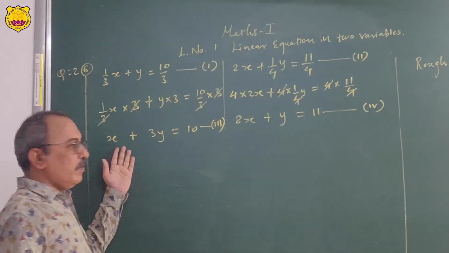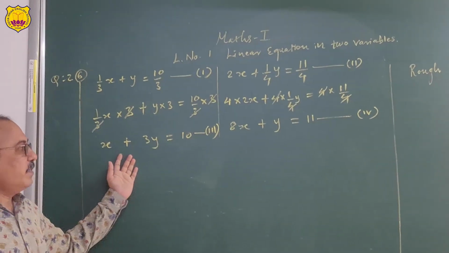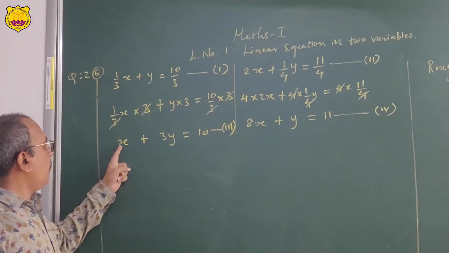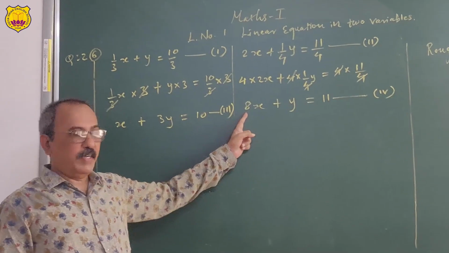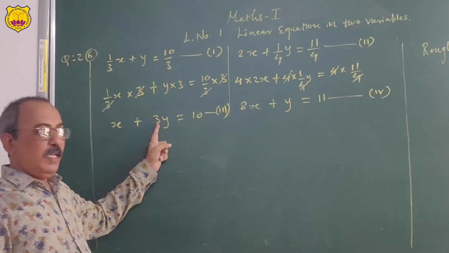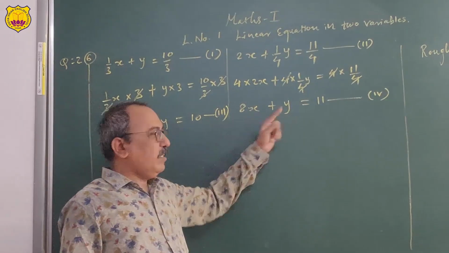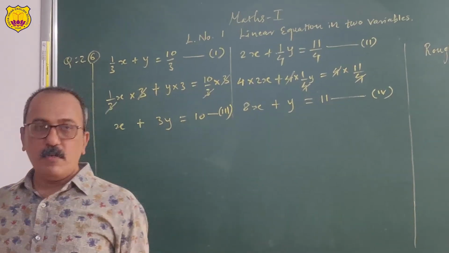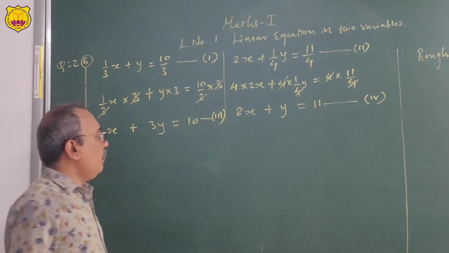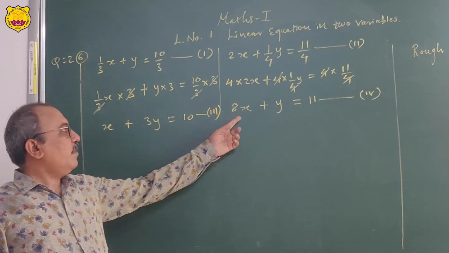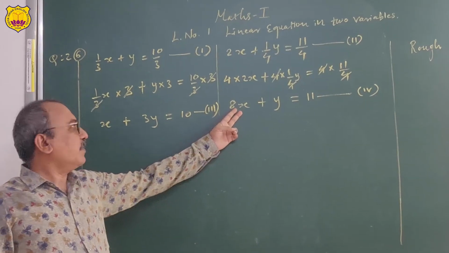Now here none of the terms have the same coefficient. Here there is x, but x does not have 8 with it, but here we got 8. Here with y what is there? 3, but here 3 is not there. So first of all, the coefficient should be equal for at least one of the terms of the equation.